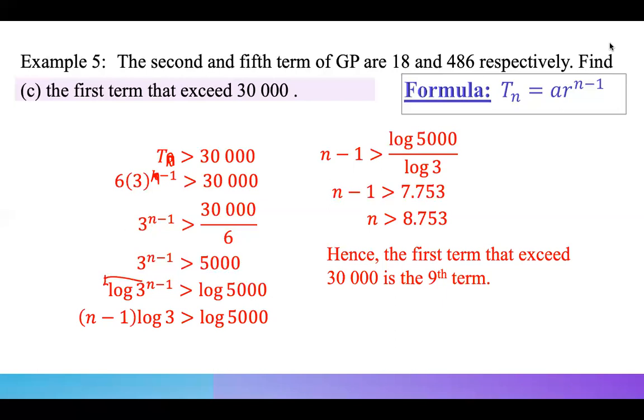So this is how you find the first term that is greater than 30,000. This is how to do it, right?